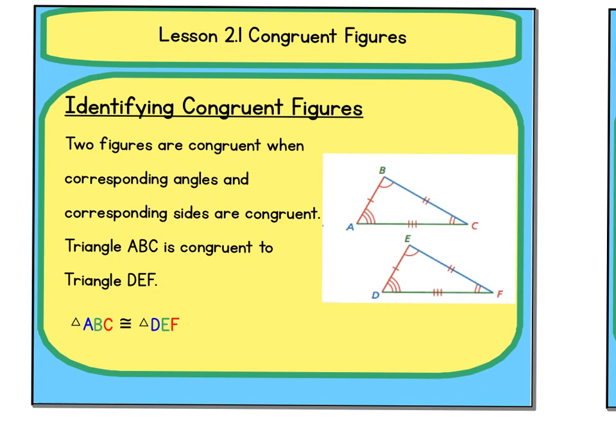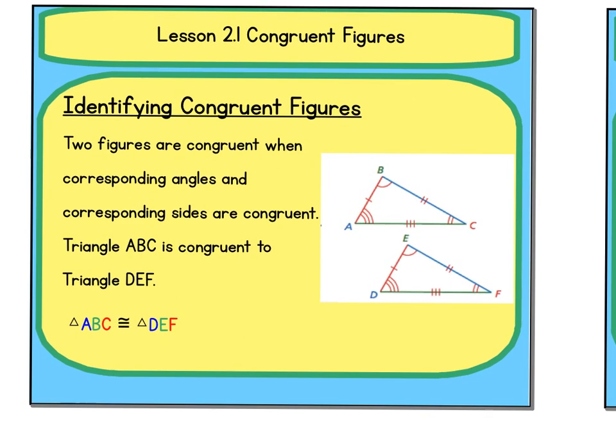Two figures are congruent when the corresponding angles and corresponding sides are congruent. Triangle ABC is congruent to triangle DEF. So you'll notice here that angle B and E have the same marking, so that means that those two angles correspond and they are congruent. The sides now use these hash marks. Since these sides both have one hash mark, that means they're corresponding and they're congruent. The next one is 2, and the next one has 3. So that's how we show that they are corresponding sides and that they are congruent.